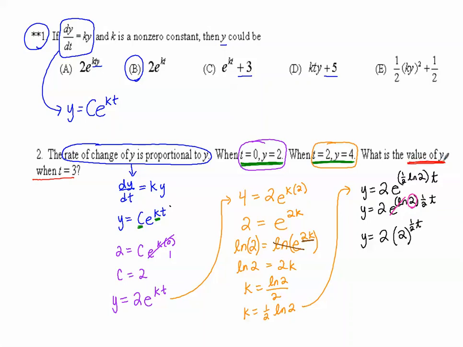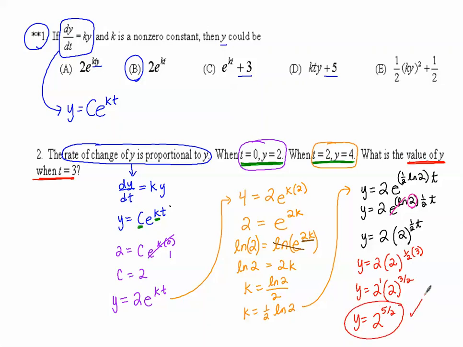What is the value of y when t equals 3? So when t equals 3, it looks like this. So 2 times 2 to the 3/2. And then I can add these exponents, 2 to the 1 and 2 to the 3/2. 1 plus 3/2 is 5/2. So 2 to the 5/2. That's probably the best answer I could give, so I'll stop there. A lot of these problems will be able to use a calculator, but for now it looks like we can simplify.